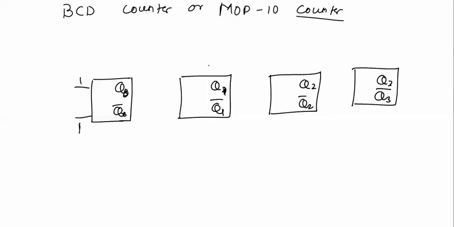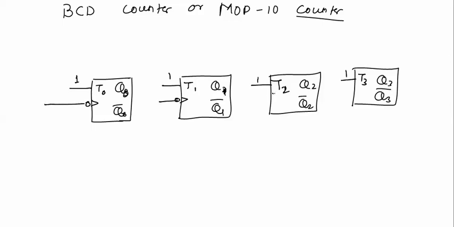All the flip-flops will have their input logic 1. At this time we will take T flip-flop. A toggle flip-flop can also be used, but it should have its input T equal to 1. All the flip-flops will be negative edge triggered flip-flops.